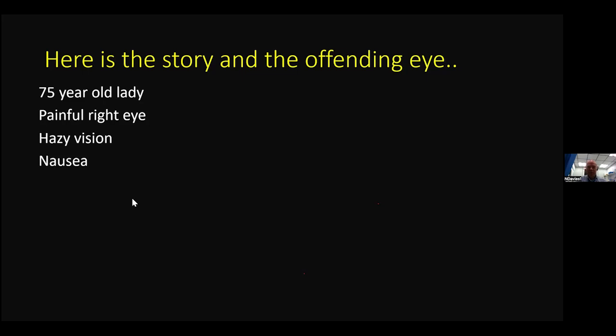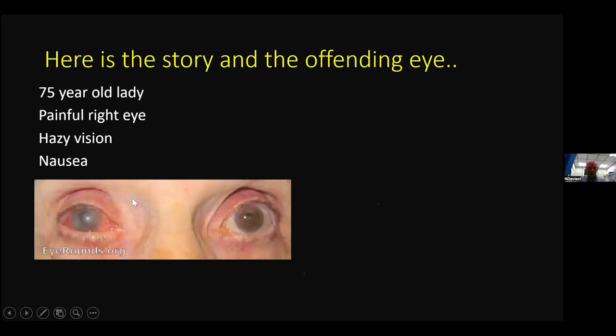I'll show you the picture. Ooh, hang on, sorry. There we are. This comes from Iowa. Iowa publish their eye rounds on the internet, and they're really brilliant things to look at. But here we go. You can see straight away, elderly patient.